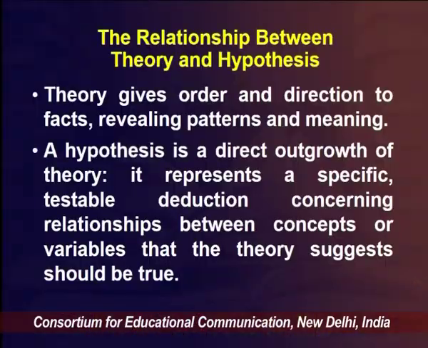When we try to understand hypothesis, and we know that theory and hypothesis are both important, there is also a need to understand the relationship between theory and hypothesis. Theory gives order and direction to facts, revealing patterns and meaning. A hypothesis is a direct outgrowth of theory. It represents a specific testable deduction concerning the relationship between concepts or variables that the theory suggests should be true.